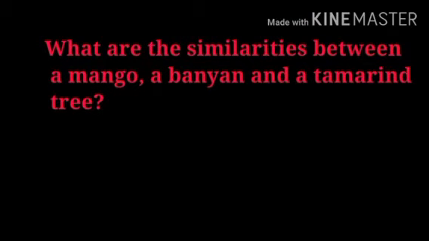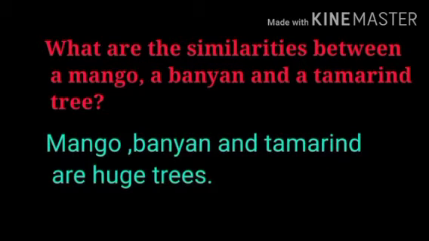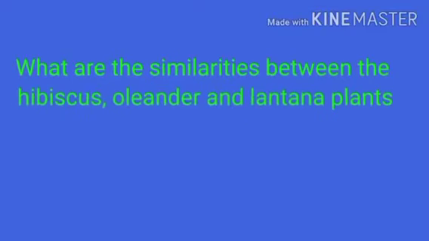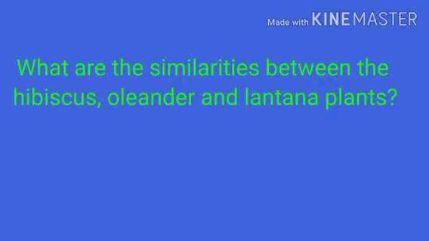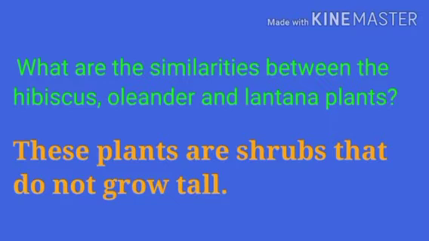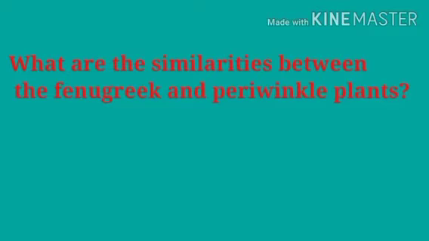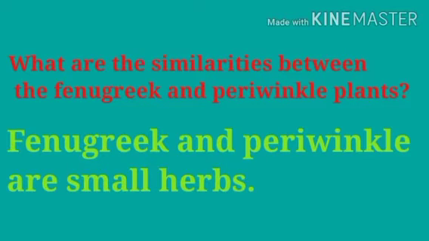Classification of plants. Can you tell what are the similarities between a mango, a banyan, and a tamarind tree? Mango, banyan, and tamarind are huge trees. What are the similarities between the hibiscus, oleander, and lantana plants? These plants are shrubs that do not grow tall. What are the similarities between the fenugreek and periwinkle plants? Fenugreek and periwinkle are small herbs.